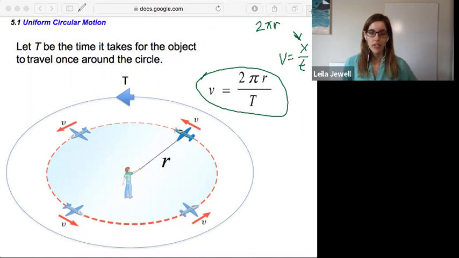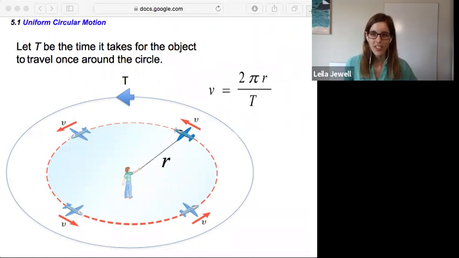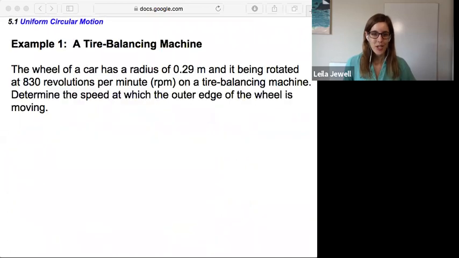So that's our first introduction into uniform circular motion. Let's try out an example and see how it goes. All right, so example 1, a tire balancing machine. The wheel of a car has a radius of 0.29 meters and is being rotated at 830 revolutions per minute, RPM, on a tire balancing machine. Determine the speed at which the outer edge of the wheel is moving.